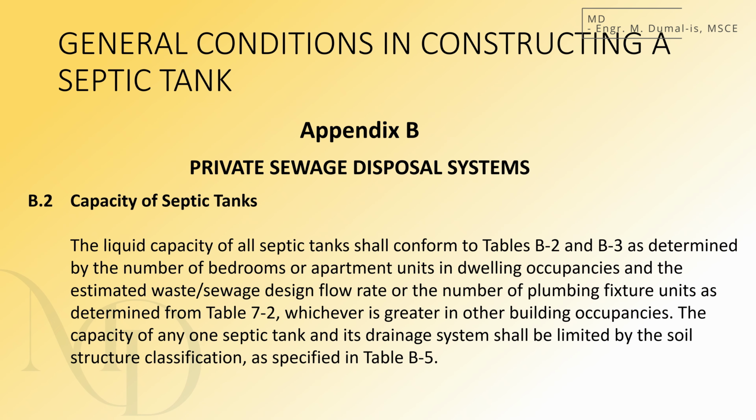According to Appendix B, the required capacity of a septic tank depends on either the number of bedrooms or apartment units, or the estimated design flow rate of wastewater. For other types of buildings, the basis can be the number of plumbing fixture units, whichever value is greater. Tables B-2 and B-3 provide these references. In addition, the maximum size of a single septic tank and its drainage system is limited by the soil classification, which is given in Table B-5. This ensures that the tank is not only large enough to handle the load, but also compatible with the soil where it will be built.